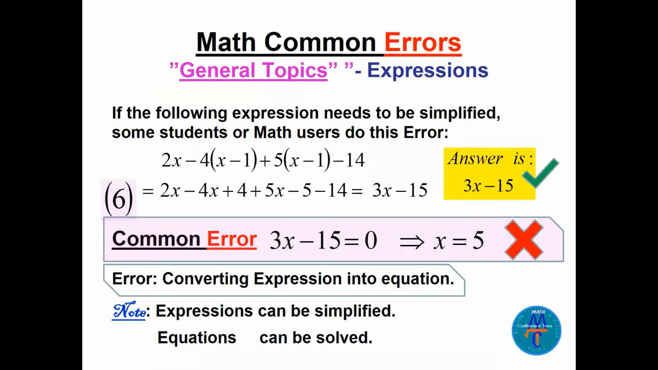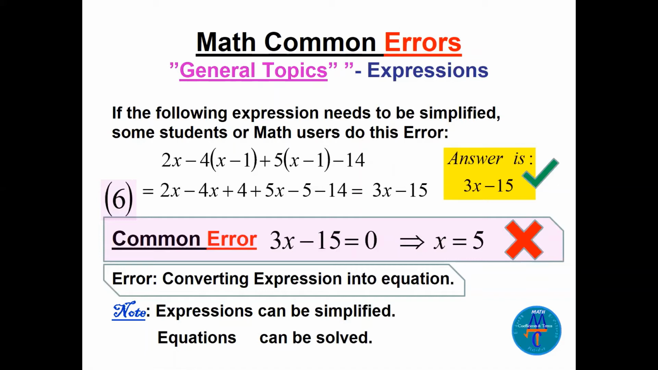Let's see number 6. Number 6 is very tricky. I will explain in detail. In the following expression, look at the expression here. Just read please with me: 2x minus 4 bracket x minus 1, plus 5 bracket x minus 1, minus 14. So what do we call this in mathematics? Expression. You see that? We call it expression.